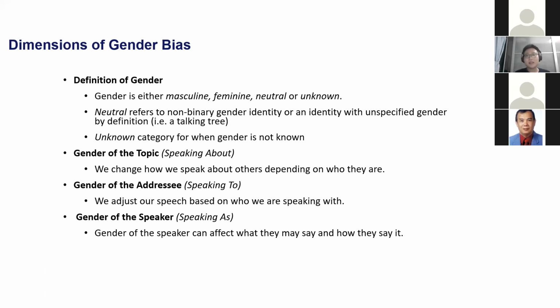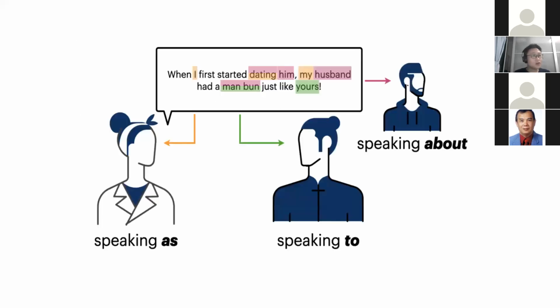So let's say I say something and I would be speaking it as a man. If I were a woman, I may have chosen not to say it, or I may have chosen to say it differently. So that's the intuition behind why they want to introduce this speaking as dimension. Okay, so next we have an illustration of an example of the three as, to, and about dimensions.